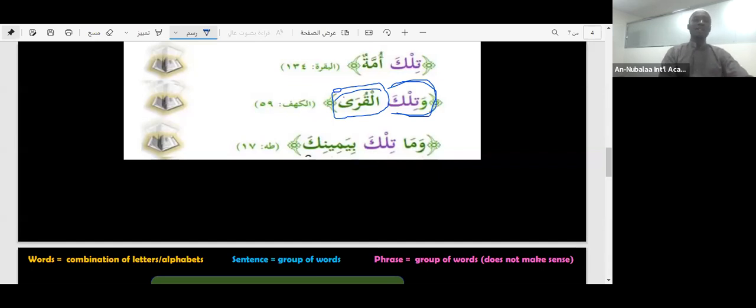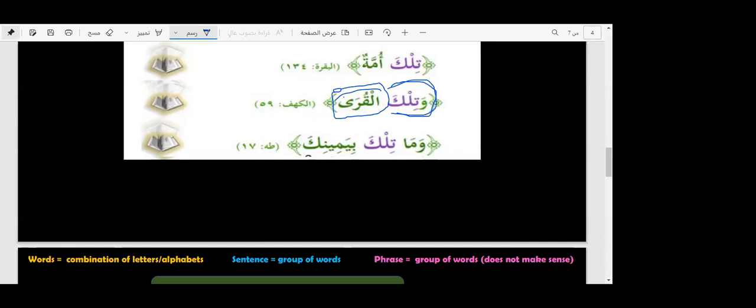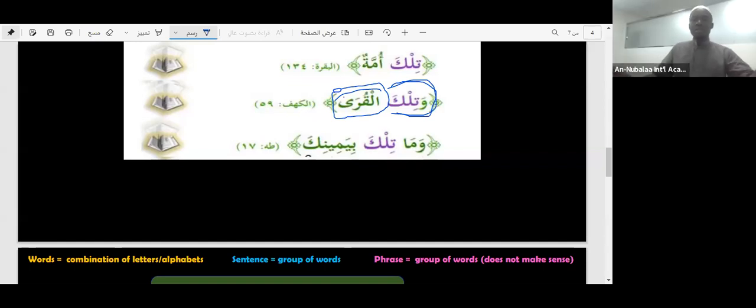Okay. Yamin means right hand. Yamin is right, while shimal means left. Don't get confused with the camera image. This is my yamin, my right, and this is my left. Yamin, right; shimal, left. I remember when we were in Madrasa in Lekki Road, we used to do yamin, shimal, the thing you used to do in school as well. Yamin is right, shimal is left. In Arabic language, sometimes they use the word yamin to mean right hand.